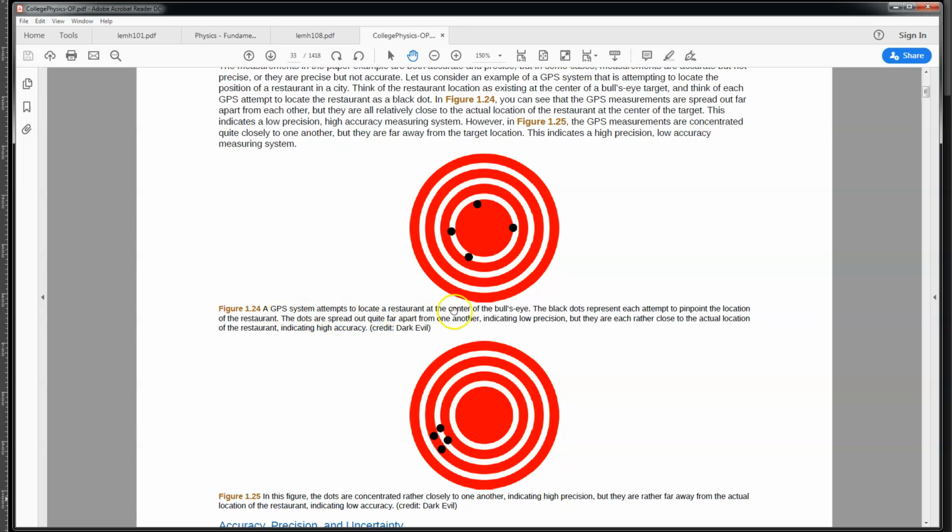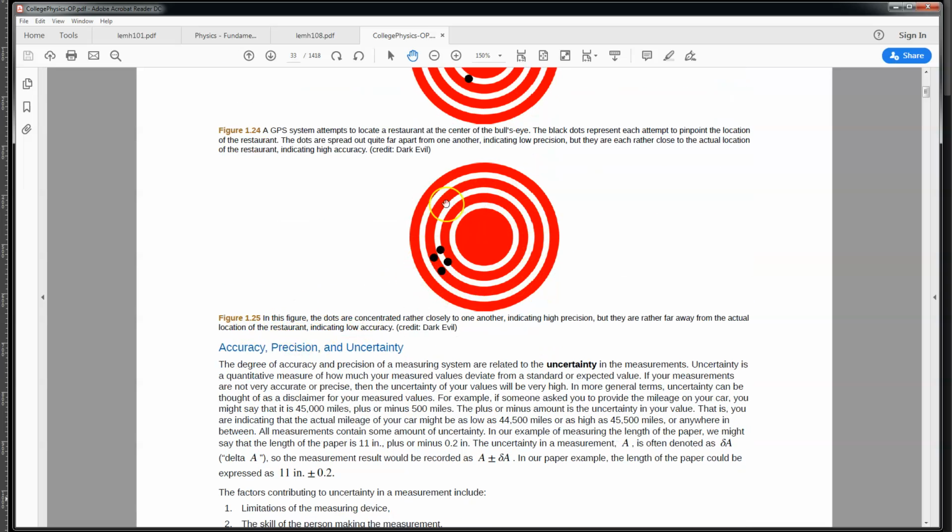So a GPS system attempts to locate a restaurant at the center of the bull's eye. The black dots represent each attempt to pinpoint the location of the restaurant. The dots are spread out quite far apart from one another, indicating low precision, but they are each rather close to the actual location of the restaurant, indicating high accuracy, right? And in this figure 1.25, the dots are concentrated rather closely to one another, indicating high precision, but they are rather far away from the actual location of the restaurant, indicating low accuracy.